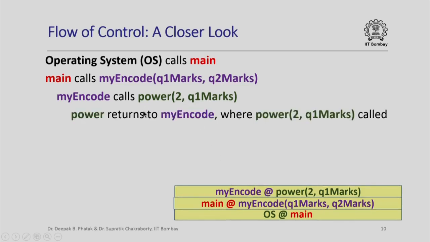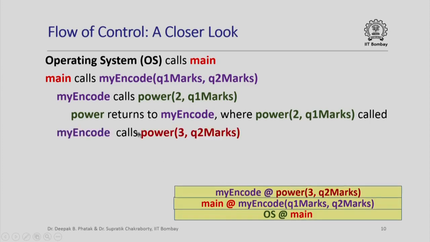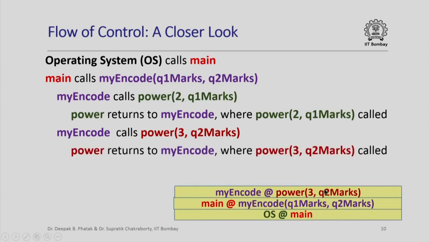So now when power returns, I have to look at the latest function call that happened, and I have to figure out where to go back to in myencode. Specifically, I will go back to exactly the instruction where myencode called power, and after that this entry is no longer needed. Then myencode calls power again with different values of the parameters. So I store that information on top of this stack of information, because that is the latest function call that happened. When power returns to myencode, I have to see what was the latest function call, where the function was invoked, and when power returns, I will have to go back to exactly that instruction where this function was invoked, and then that entry is no longer needed.